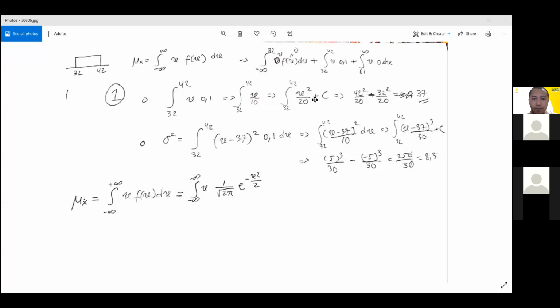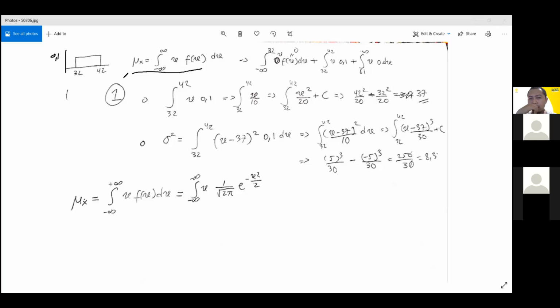Let me move this. From the equation that you gave us, this one, right? I derived it to the graph. The first one from the graph is like this, right? 0.1.